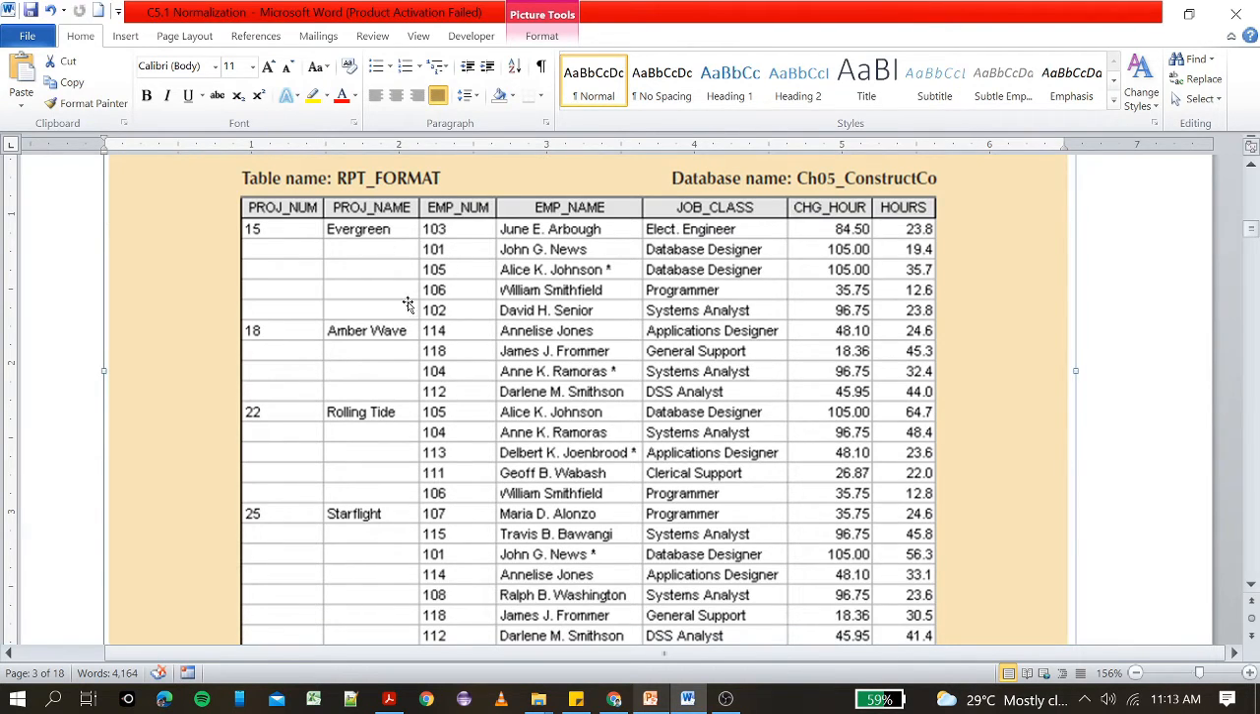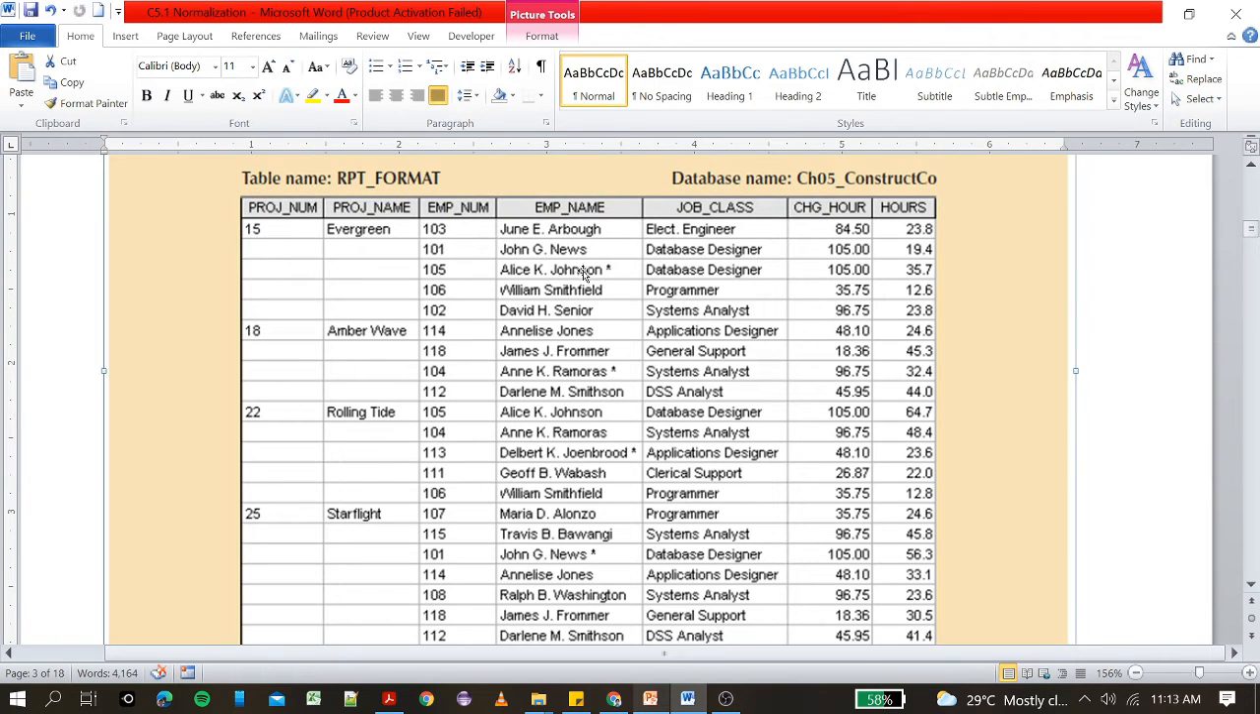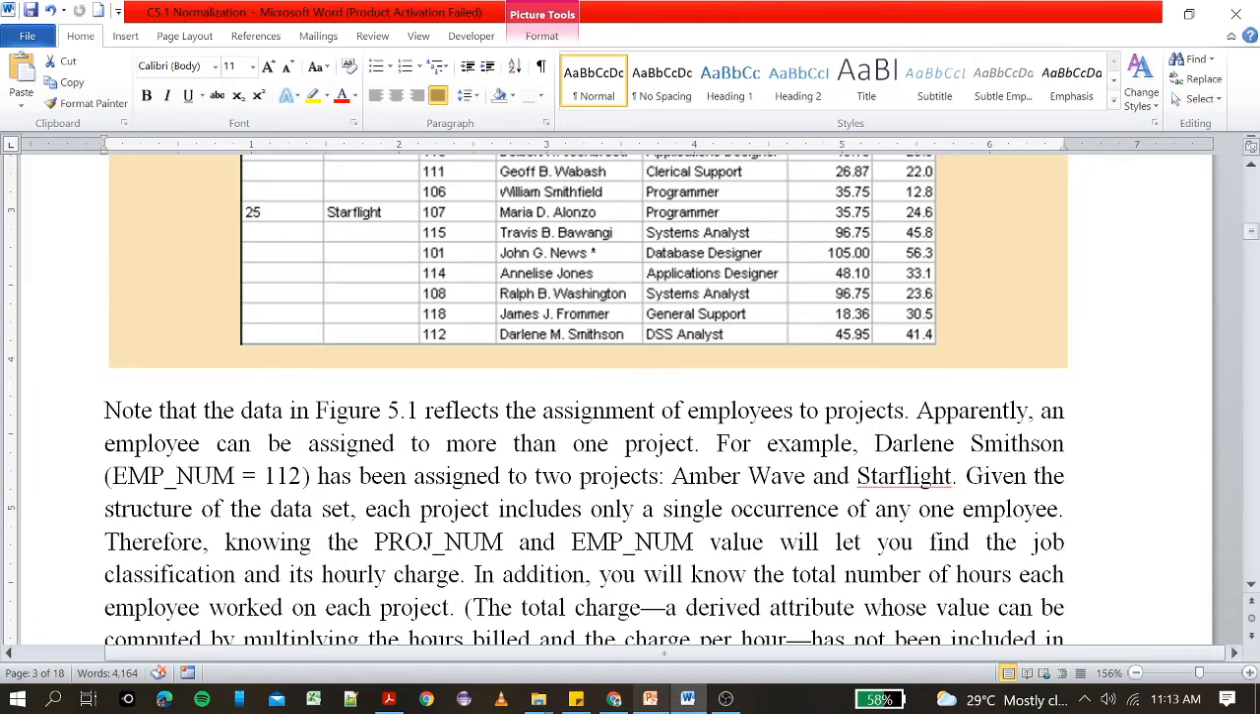Kasi sa isang project, sa dalawang project, maaaring yung isang employee ay naka-assign doon sa dalawang project na yun. Like for example, itong si Alice K. Johnson, naka-assign siya sa Evergreen, at the same time, na-assign din siya sa Rolling Tide. Andito siya, si Alice K. Johnson. Okay. So, ganun din yung ibang employee, na maaaring na-assign sa higit sa isang project.